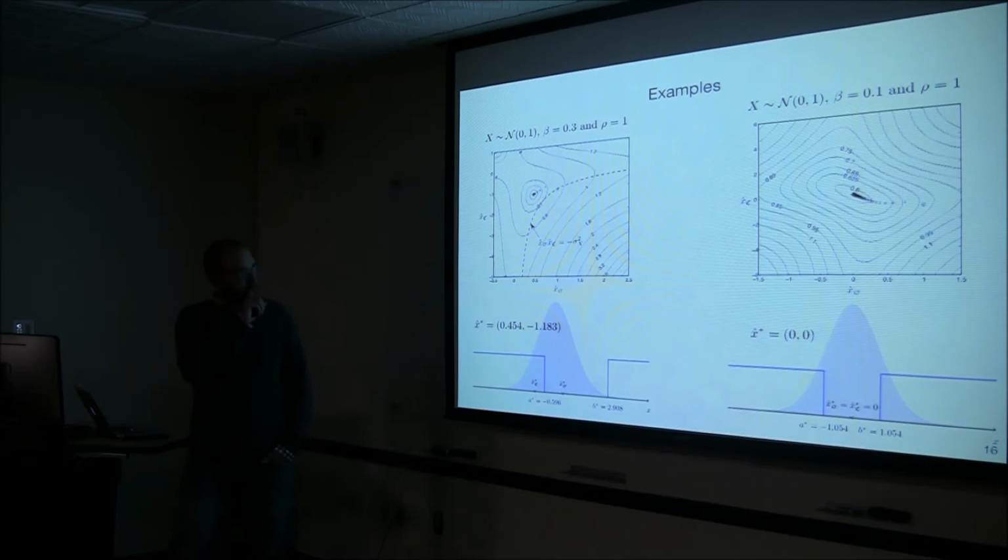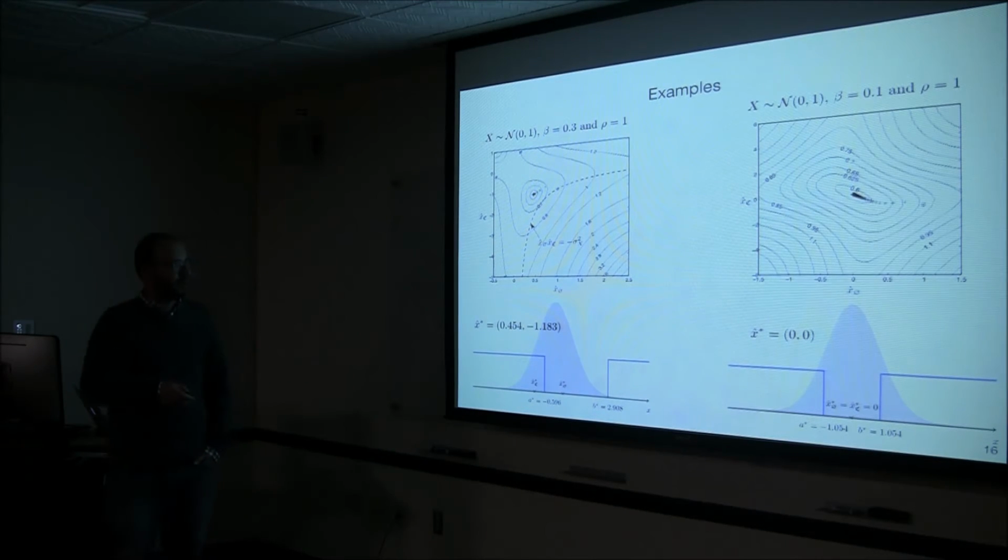Now here are two illustrations of the algorithm in operation. So here we consider the standard Gaussian, probability of collision equal to 0.3 and communication cost equal to 1. I don't know if you can see it from there, but here's my initial condition, and this is converging to the minimum of the cost right here. And this is this point here, and it gives you an asymmetric threshold policy.